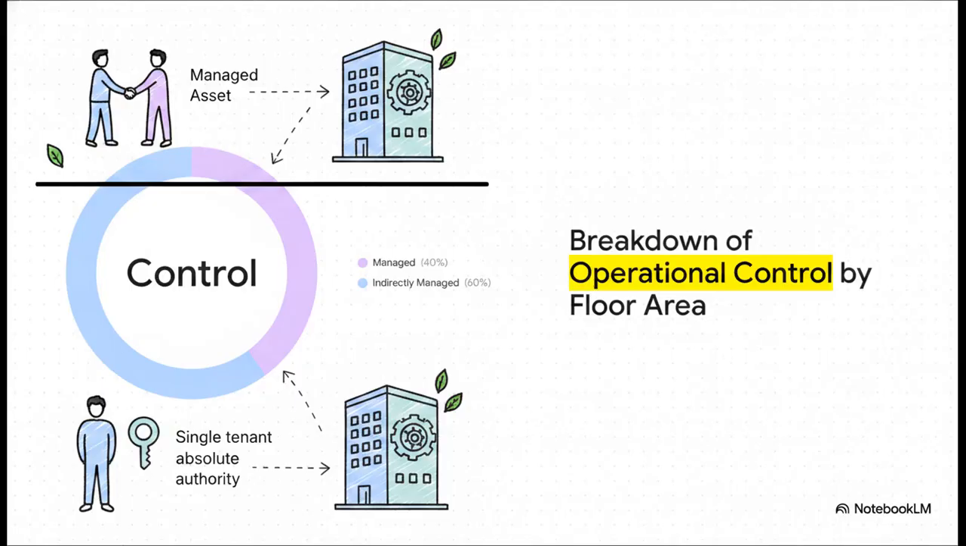It all boils down to one simple thing: who actually has the authority to implement environmental policies? If the landlord has that power, or if they share it with the tenant, it's a managed asset. But if a single tenant has the absolute sole authority to dictate those policies, which happens all the time in commercial real estate, the tenant holds the operational control. Under the standard, that makes it an indirectly managed asset.